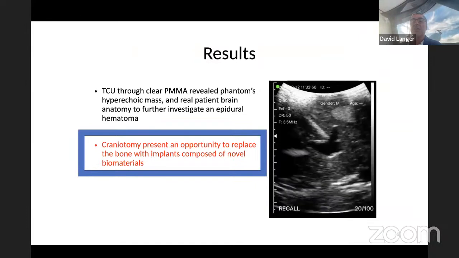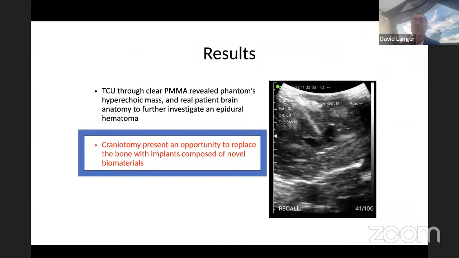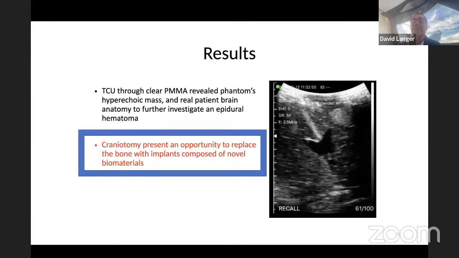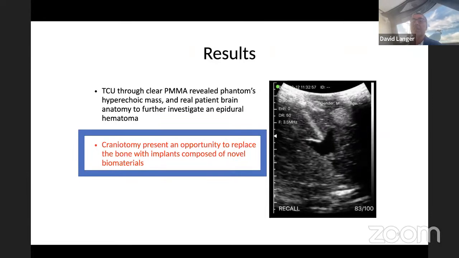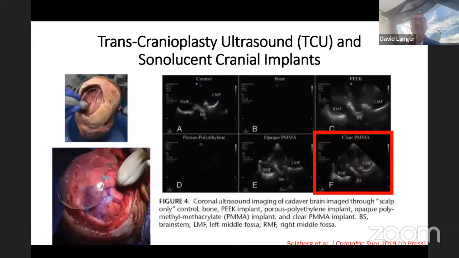Here's an ultrasound through an implant showing a ventricular catheter, and you can see the midline there. You can see the ventricles very well. In our experience, we've been experimenting with these implants. There's actually another from a Belzberg paper. You can see the beauty of these things.